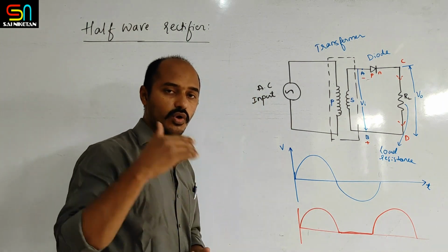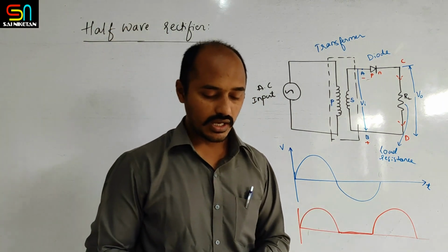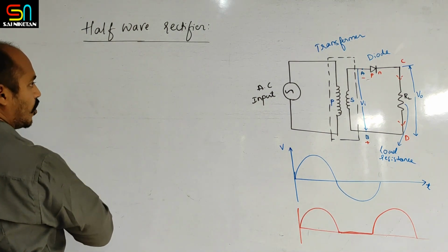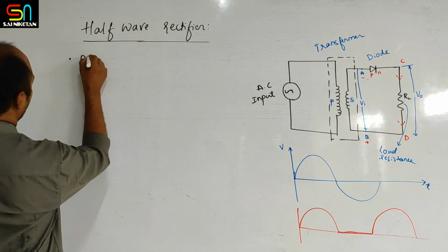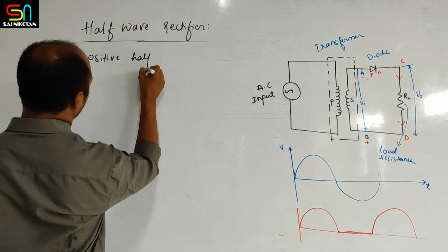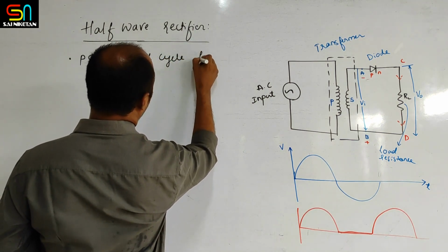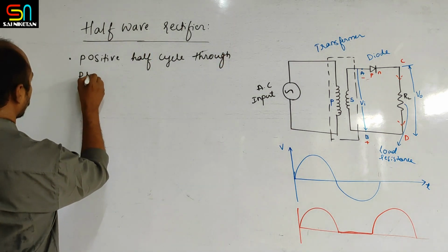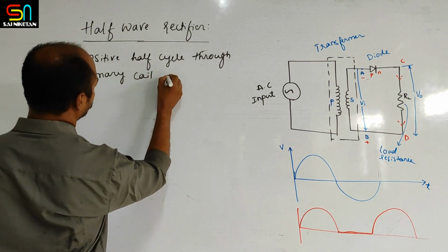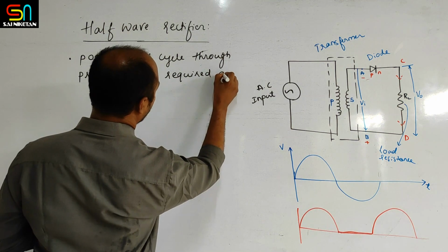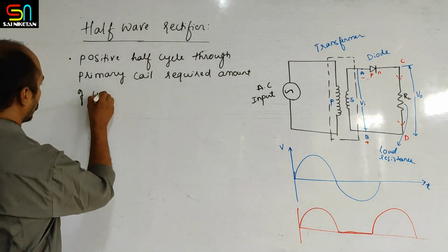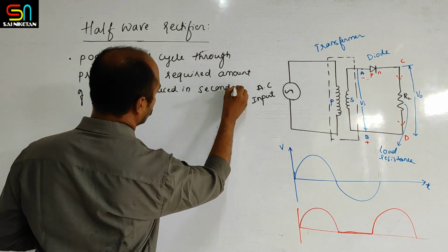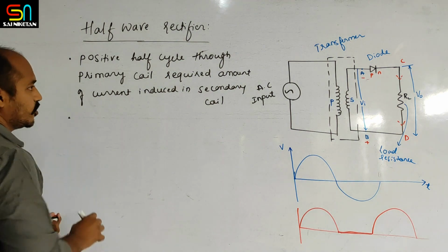So I'll write down the points. Whatever points are necessary here, just note them down and make the notes. So first one: when the positive half cycle flows through the primary coil, the required amount of current is induced in the secondary coil. So depending upon this, I can say the direction.